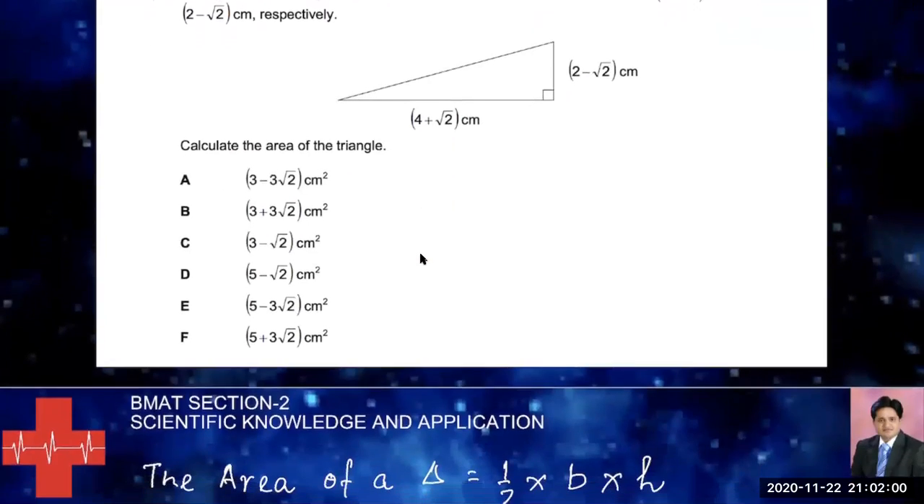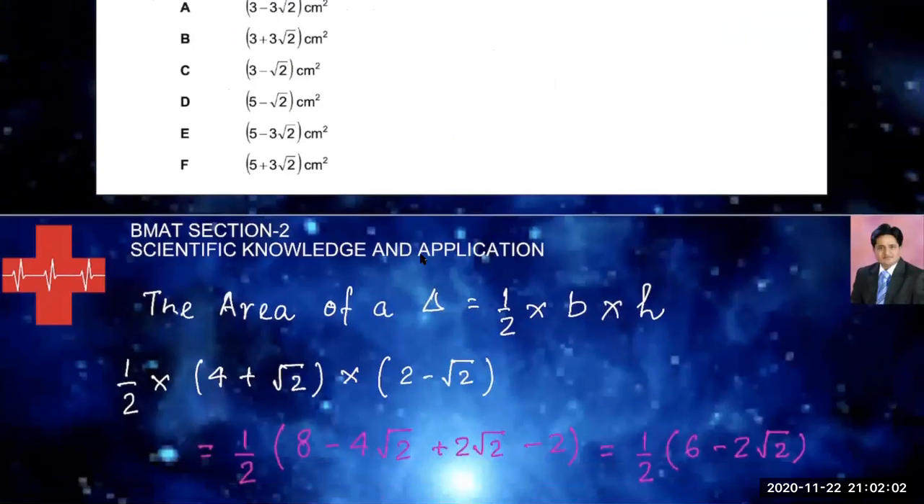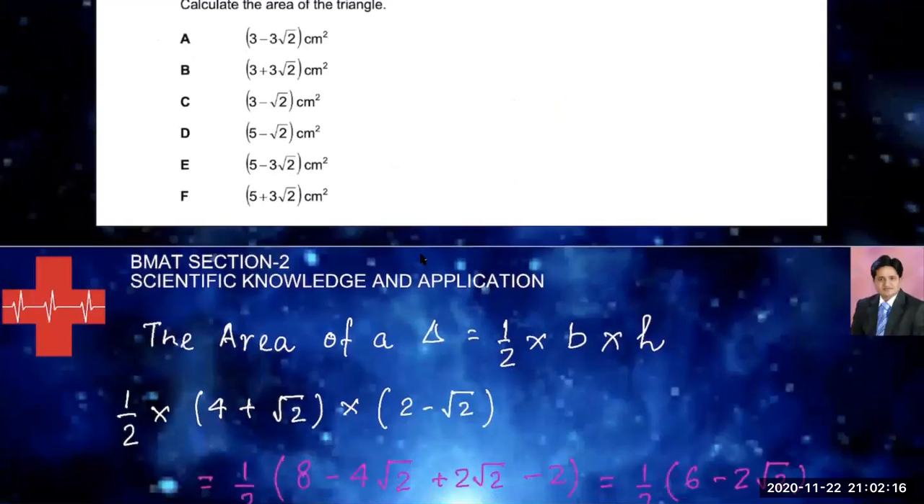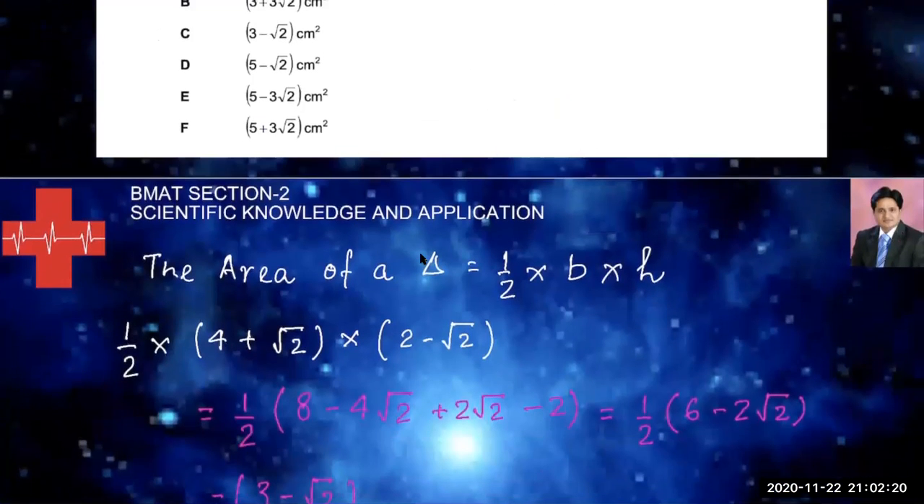So first, let's understand what is the formula for area of a triangle. The area of a triangle is given by half times the base multiplied by height. So technically half times the base, this is the base of the triangle, and this is the height. So when you multiply half times the base times the height, you get the area of the triangle. So let's substitute the values.